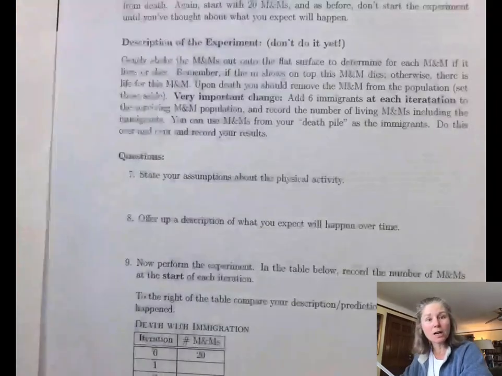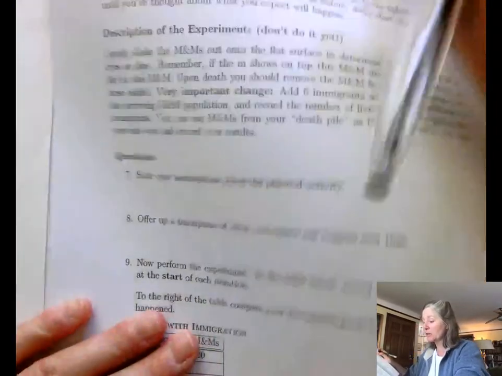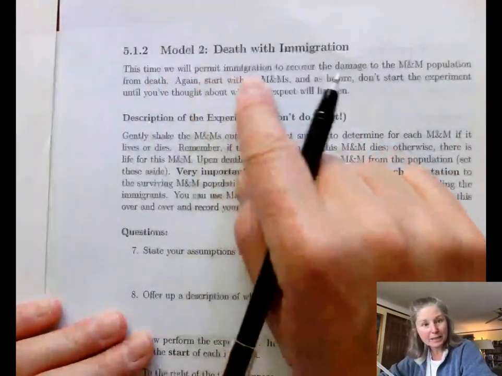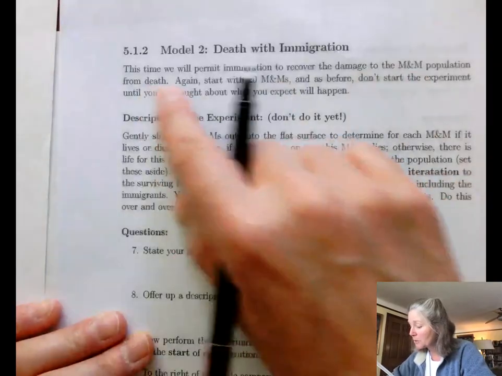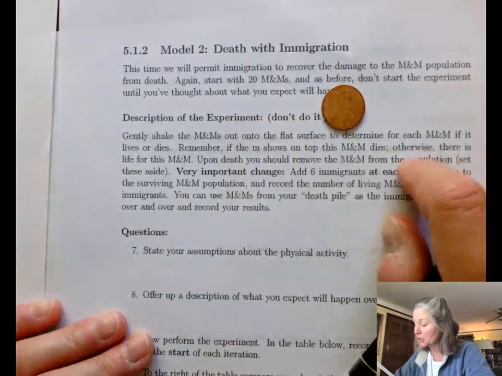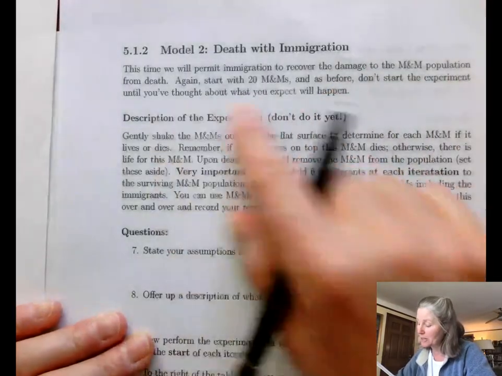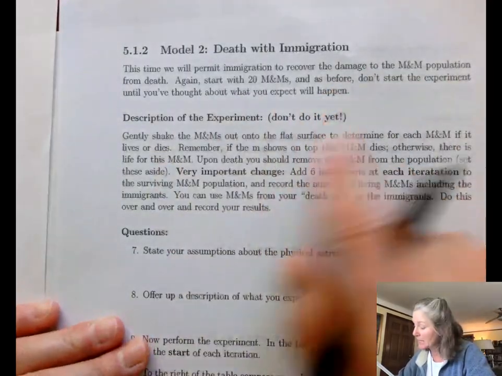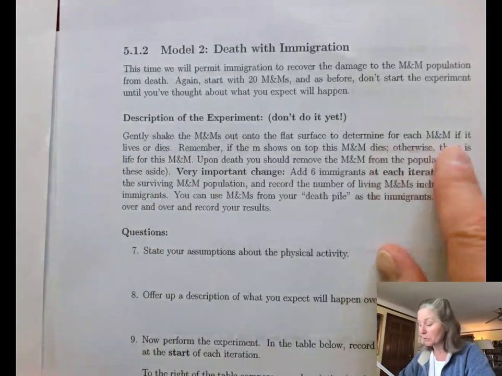All right, so now we're on to the next experiment. The next experiment is death with immigration. This time, let's see if I can get this all lined up correctly with the document camera. This time we are going to permit immigration to recover the damage to our MnM population from death. Again, we're going to start with 20 MnMs. I am not starting with MnMs, I am using pennies today. Don't start the experiment until you've thought about what you expect will happen.